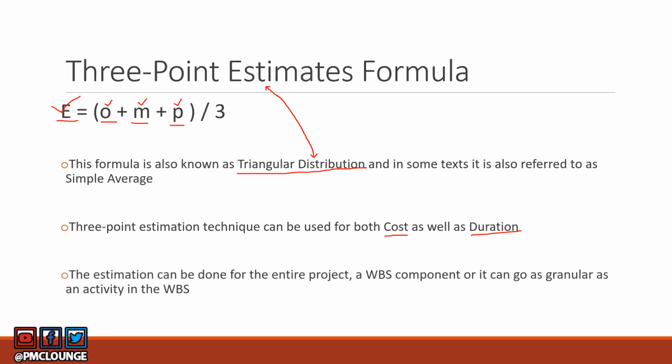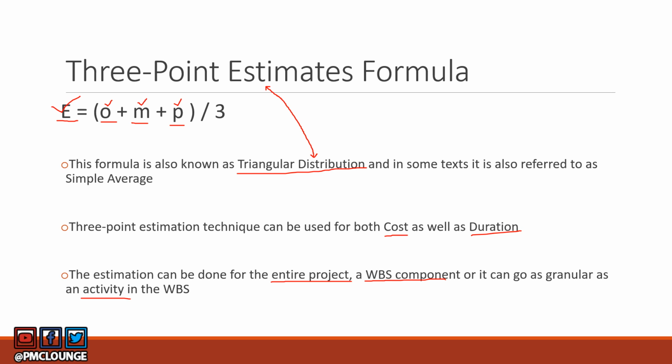Now, it should be noted that with 3-point estimates, you can basically estimate the entire project, or you can estimate a WBS component, or you can go as granular as estimating an activity in the WBS, right? So you can either go all in and ask your team to provide values for the entire project.